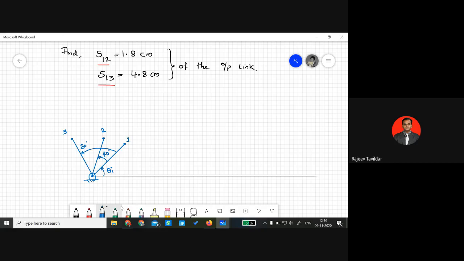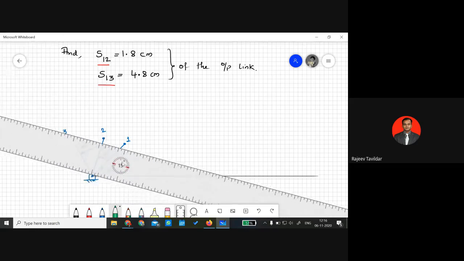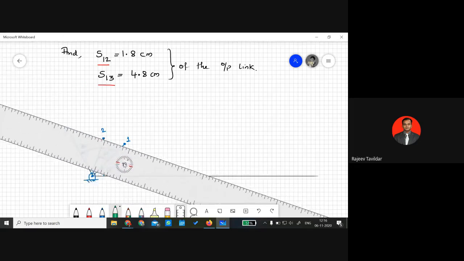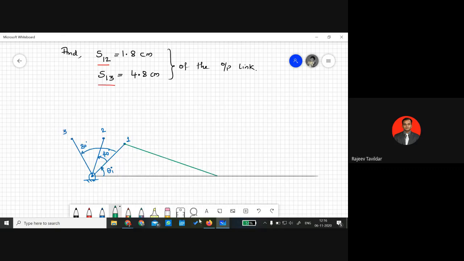Now let me draw the connecting rod and then the slider. So for first position, okay. So obviously, since the first position is towards the extreme right side, even the slider position will come towards the extreme right side. Okay. So the slider will come somewhere over here.